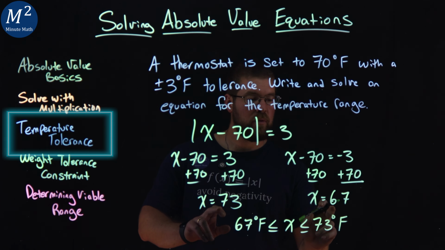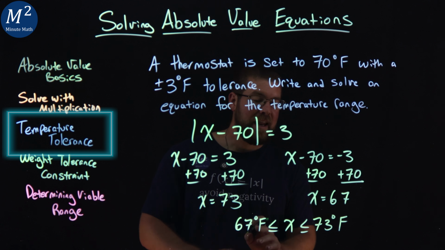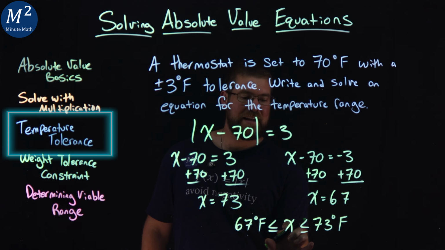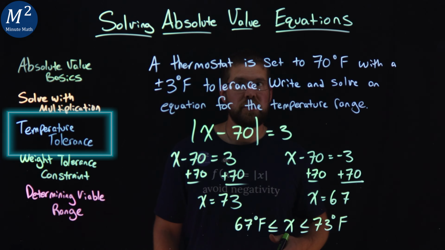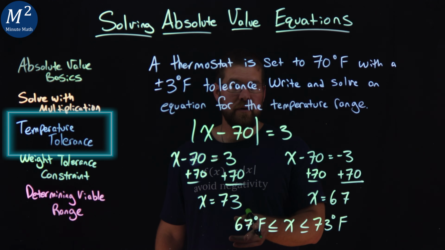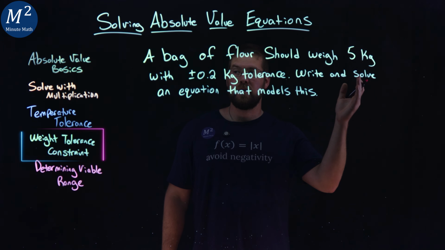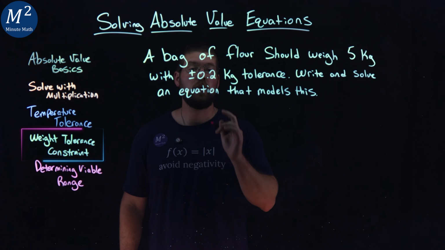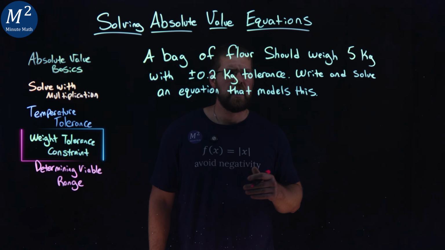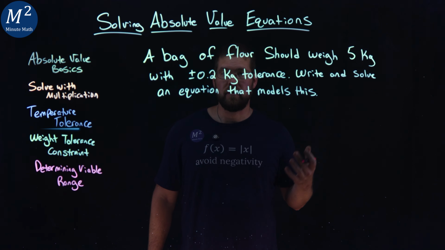It can equal those endpoint values and any value in between. That's what we can set up here, that temperature range. So the temperature range here for the thermostat is 67 degrees Fahrenheit to 73 degrees Fahrenheit. A bag of flour should weigh 5 kilograms with plus or minus 0.2 kilograms tolerance. Write and solve an equation that models this.